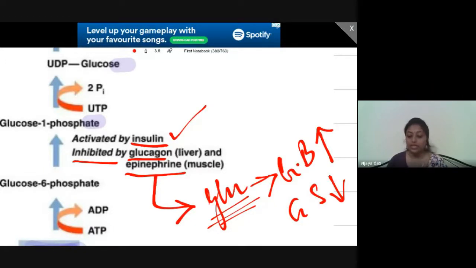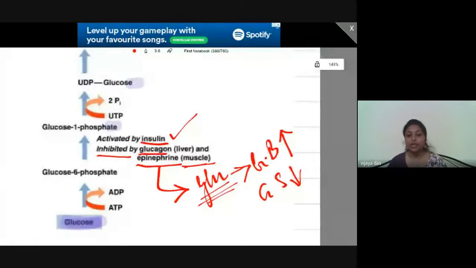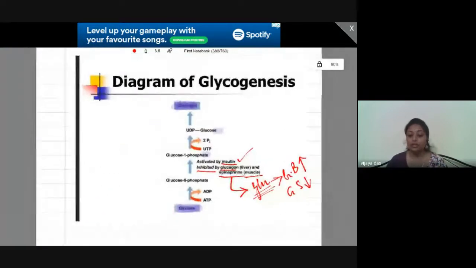It is said that epinephrine's site of action is muscles. When a person is doing exercise, the person requires more energy. At that time, epinephrine will reduce glycogen synthesis and stimulate glycogen breakdown so that energy can be given to the muscle cells. So we need to remember that there are three hormones regulating the process. Insulin is promoting, while glucagon and epinephrine are inhibiting the glycogen synthesis process.